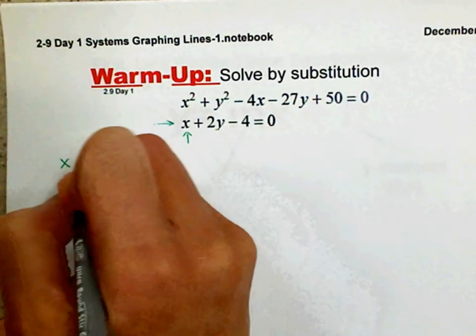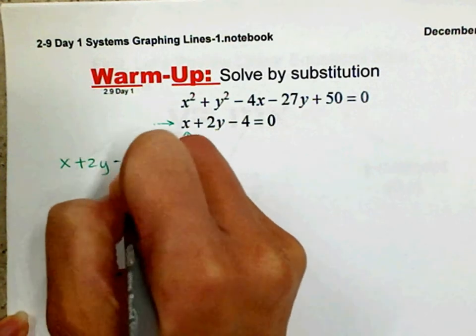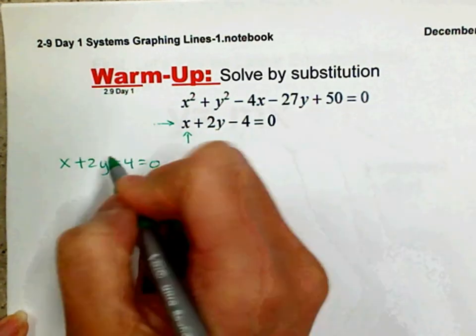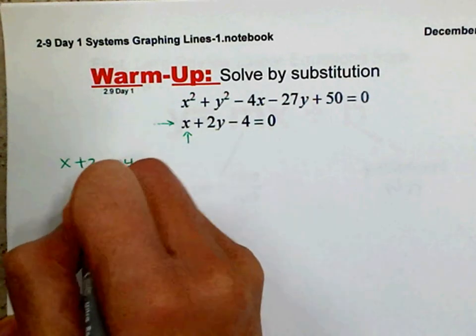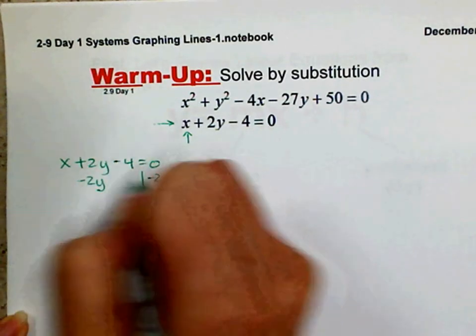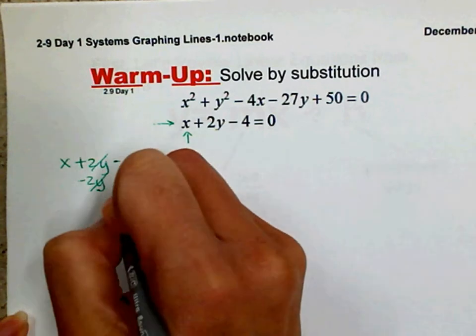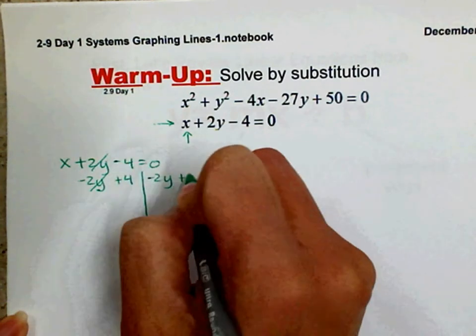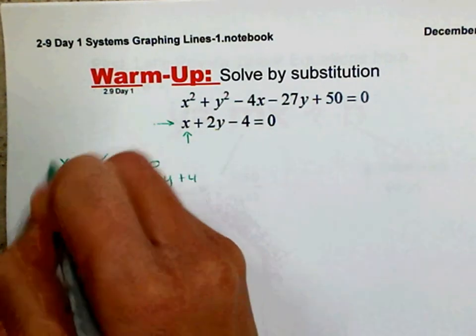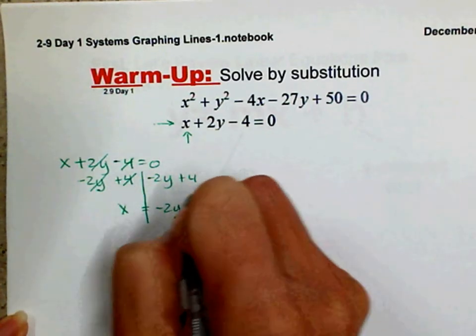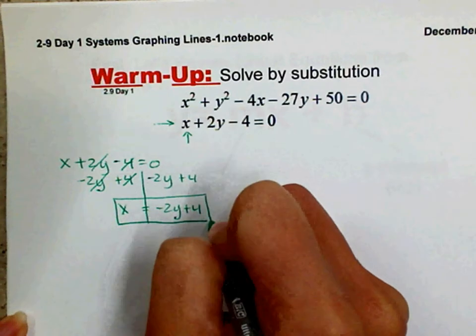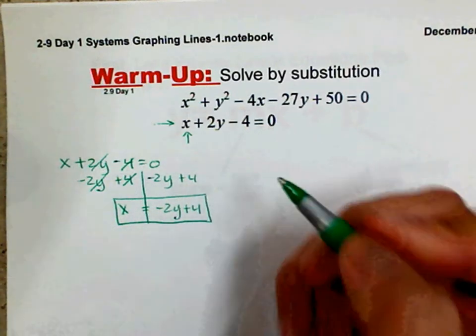So I have x plus 2y minus 4 equals 0. Okay, we are going to solve for x, so I want to move everything to the right. So minus 2y, what you do to one side, you do to the other. Opposite of negative 4 is plus 4. And all I have left is your x equals negative 2y plus 4. And we're going to come back to that in a little bit.